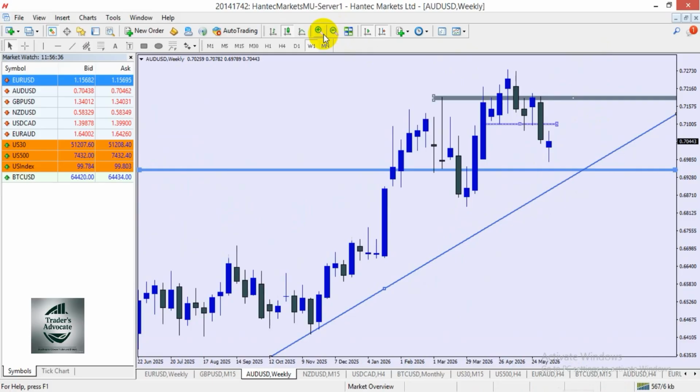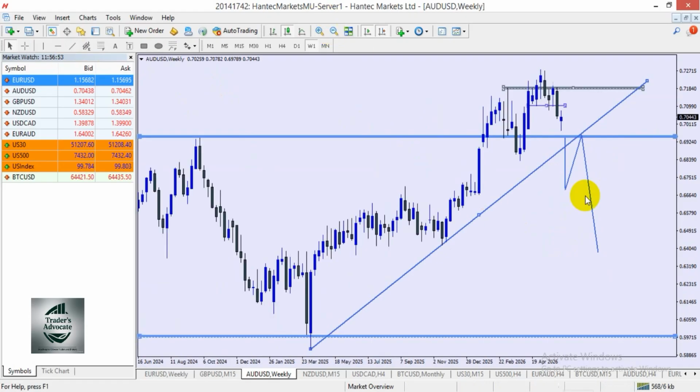So the rules of engagement, like I said earlier on, will be me waiting for a proper break below here, right? Pull back into here, a retest, then I can start selling all the way to the downside. So that will be my rules of engagement, all right?